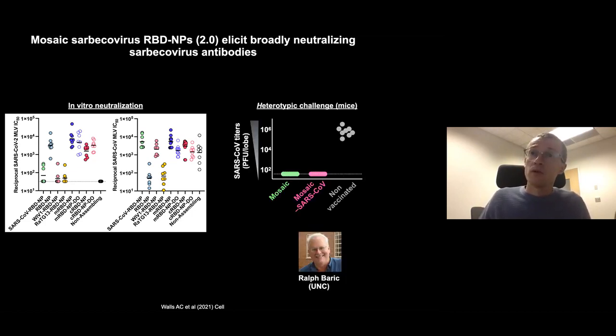So in collaboration with Ralph Baric, we challenged these mice with SARS-CoV-1, and we saw complete protection from viral replication in the lung using the mosaic with 4 RBDs. And that remained true even when we removed the SARS-CoV-1 RBD from the mosaic, providing proof of principle that these mosaic RBD nanoparticles can actually elicit broad sarbecovirus immunity, protecting against heterotypic challenge.